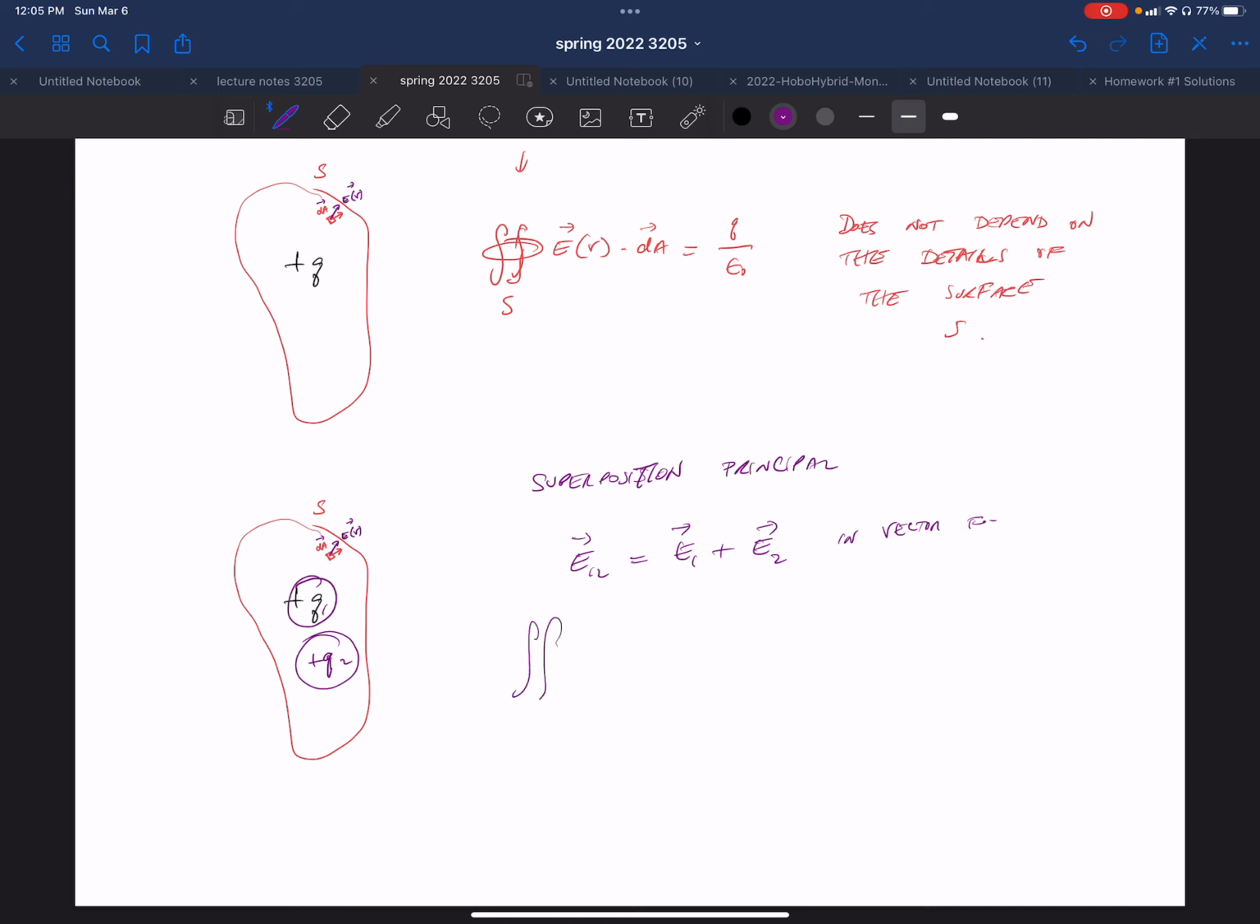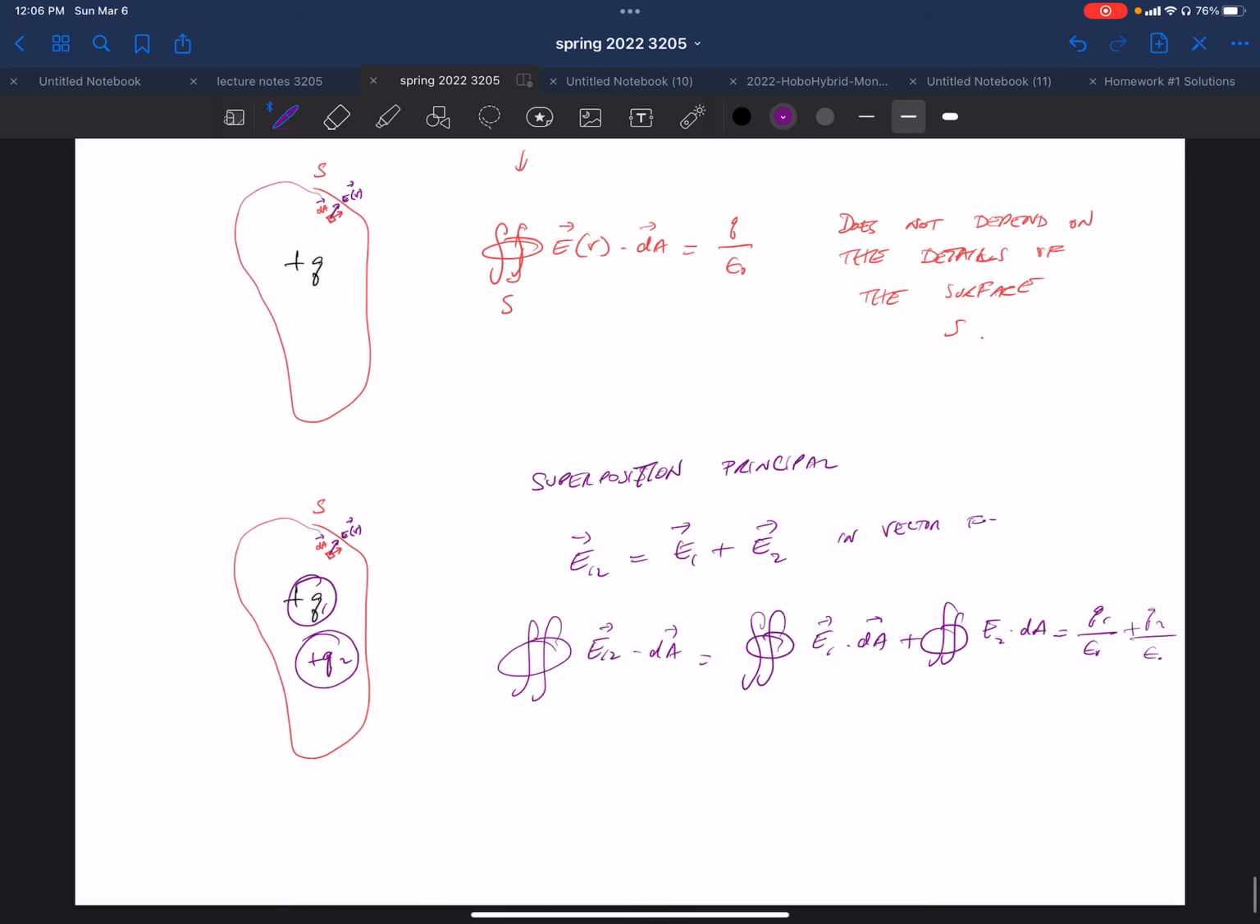So in that case, if you had two charges, we could express the left-hand side of this equation as the surface integral of E1 dot dA plus the surface integral of E2 dot dA, which is Q1 over epsilon naught plus Q2 over epsilon naught. Again, by superposition.